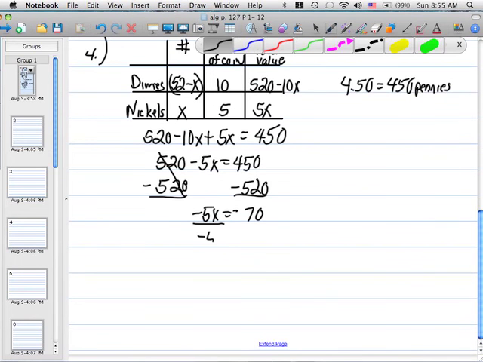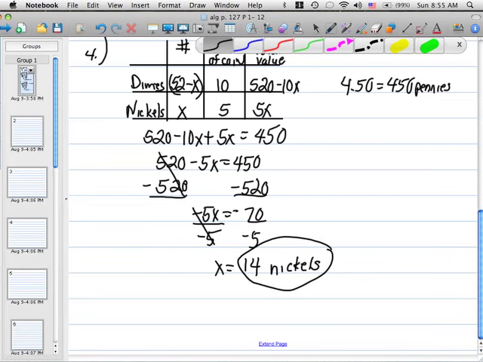Divide by negative 5. So x equals negative divided by negative is positive. 5 goes into 7 once, and 2 left over. 5 into 20 is 4. So there should be 14 nickels. And that is the solution.